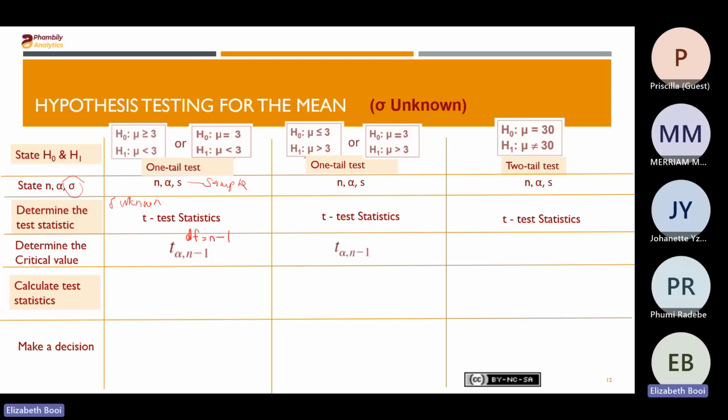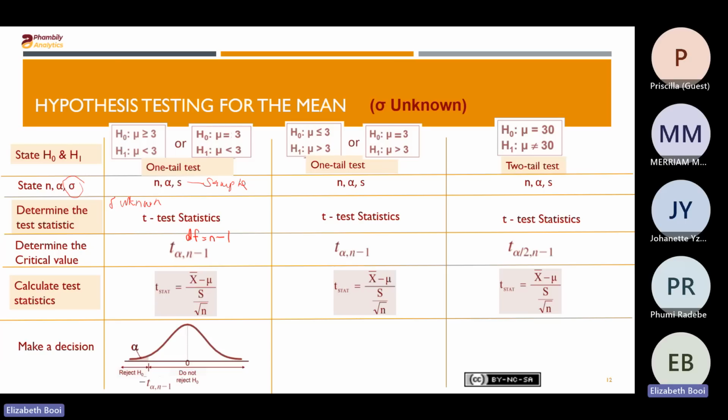For a one-tailed test, we do use only alpha. For a two-tailed test, we're going to divide alpha by 2 and go find the critical value. Then we calculate the test statistic. Remember, for t, because we have the sample standard deviation, it is the sample mean minus the population mean divided by the standard error, which uses the sample standard deviation divided by the square root of n. And once we have calculated the test statistic, then we can go and make a decision.